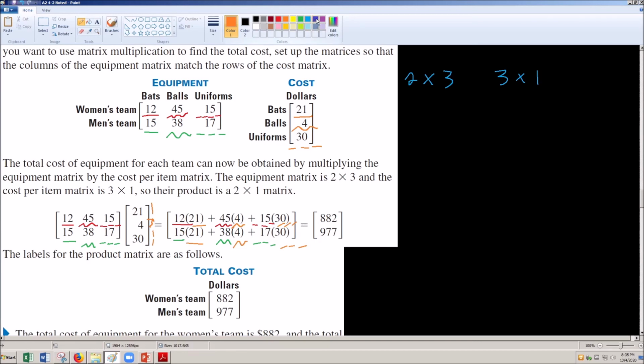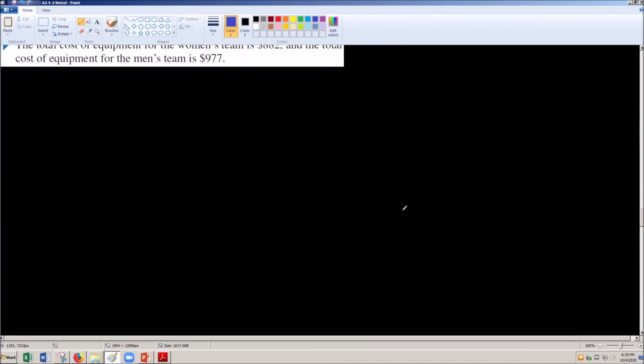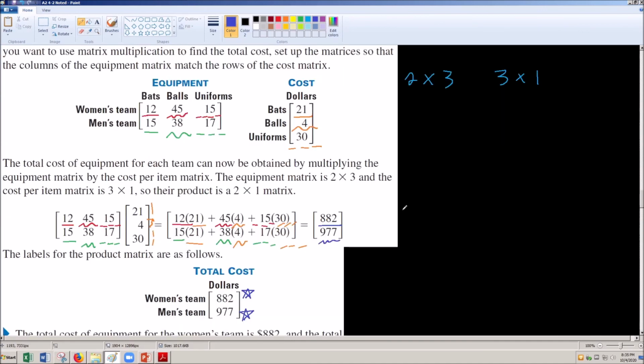So now I'm going to actually total all these things up. The product here plus the product here plus the product here gives me 882. And I'm going to do my 1521 plus my multiplication here plus my product here, and it gives me this 977. So this is the total cost per team. The women's team requires $882 worth of gear, and the men's team requires $977 worth of gear. So just another example of how matrices can help us in real life, and that is the end of 4.2.